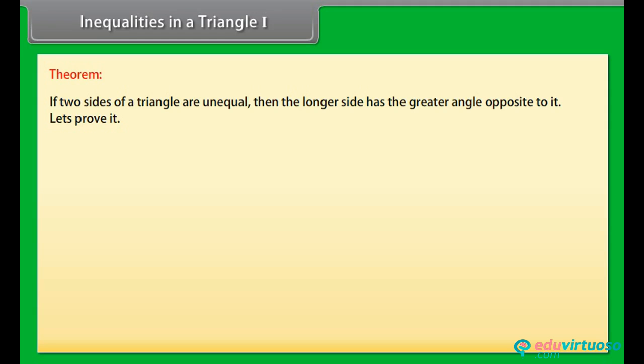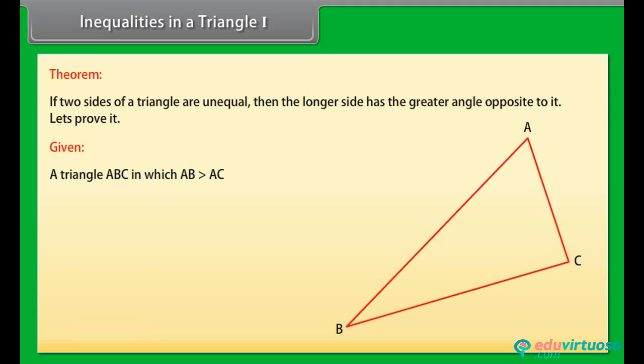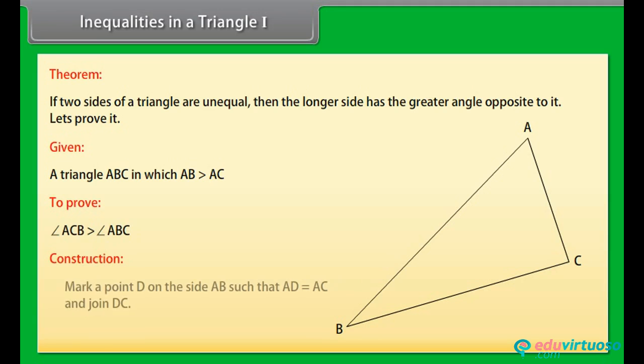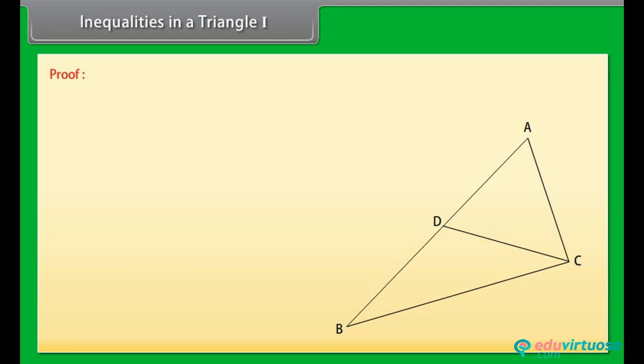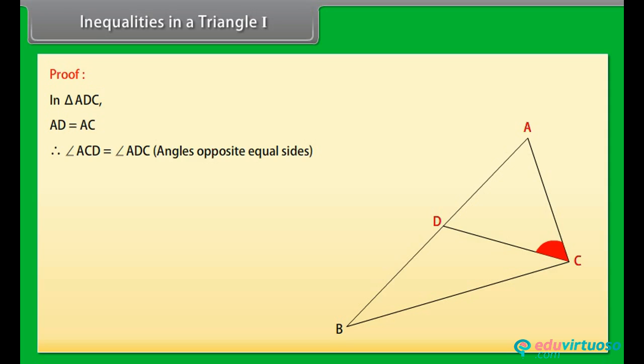Let's prove it. Given is a triangle ABC in which AB is greater than AC. We have to prove that angle ACB is greater than angle ABC. Construction. Mark a point D on the side AB such that AD is equal to AC and join DC. Proof. In triangle ADC, AD is equal to AC. Therefore, angle ACD is equal to angle ADC because angles opposite equal sides of a triangle are equal.